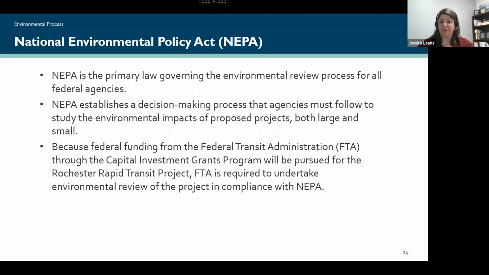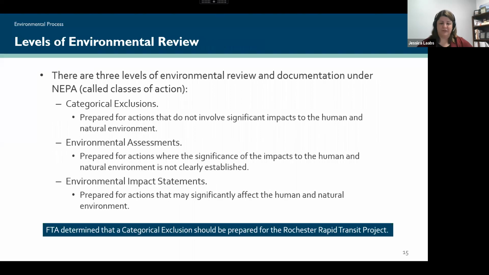FTA is then the lead federal agency for the project, and the city, along with FTA, is required to prepare an environmental document to comply with NEPA. So under NEPA, based on the size of the project and the anticipated impacts, there are three levels of environmental review, or three types of environmental documents that could be prepared. These are called classes of action, and they range from categorical exclusions to environmental impact statements, and basically goes from low-level impact to high-level impact.